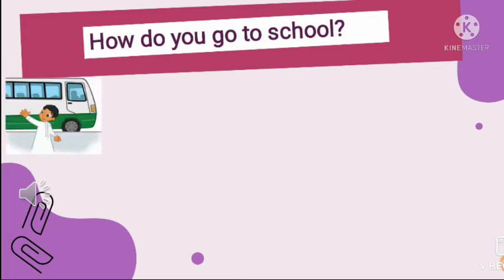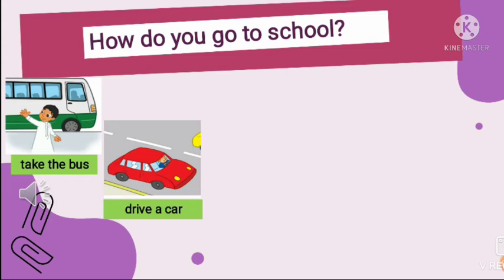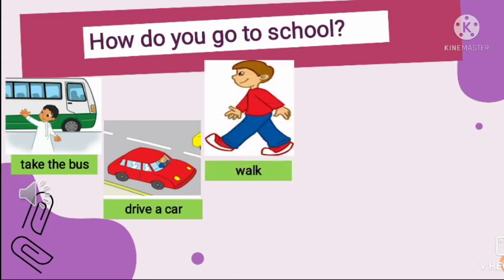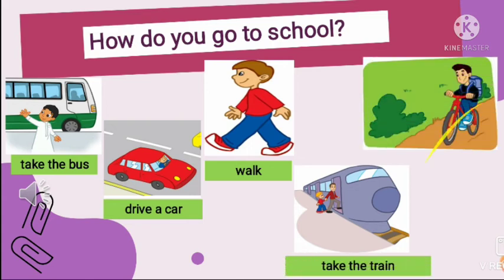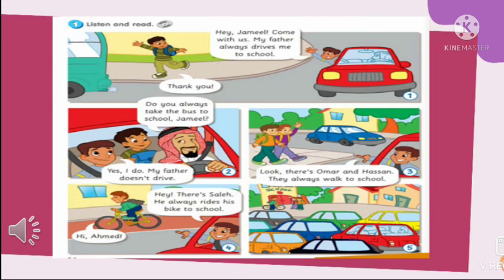Next, how do you go to school? There are some ways you can possibly choose when you go to school. You can go to school by taking the bus, by driving a car, by walking, by taking the train, and by riding a bike. So there are a lot of options. You go to school using public transportation like bus or train, or using your own vehicle like car, bicycle or motorcycle.